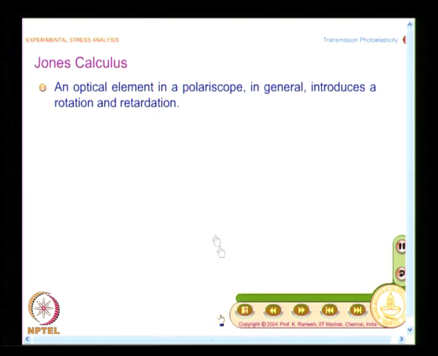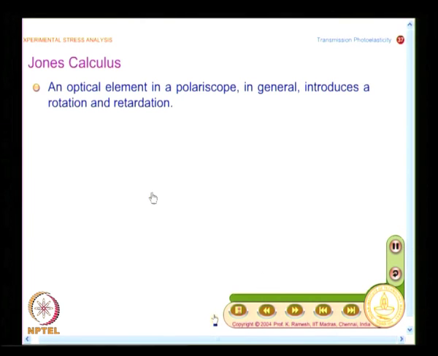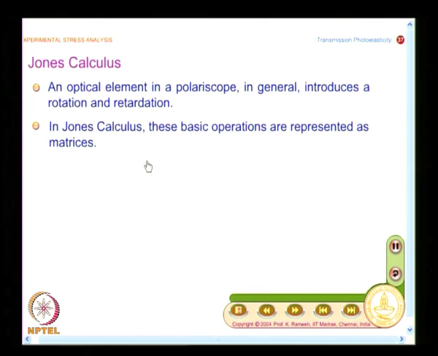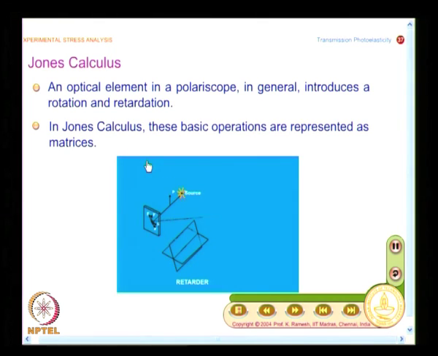And our interest is, you want to have this as matrix operators. With that, the analysis becomes a lot simpler. So, this is what we want to look at. The basic operations are represented as matrices.